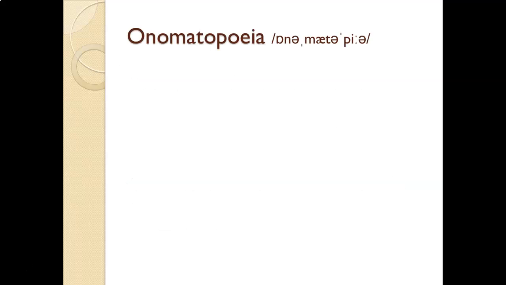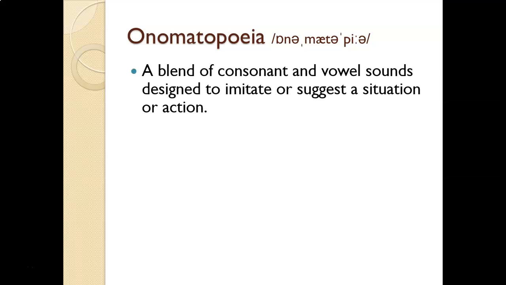The next concept is onomatopoeia, as some people call it, but the actual pronunciation of this word I have placed in front of you in transcription. It is onomatopoeia. The stress here is on the pa sound, the p sound. So onomatopoeia is the word that we use. Onomatopoeia is basically the blend of consonant sounds and vowel sounds, but they are so designed that they copy or suggest the action or situation.